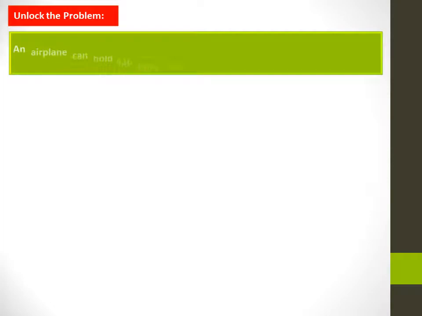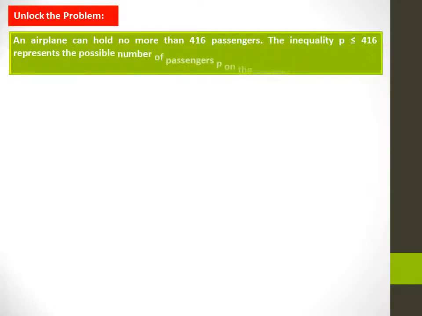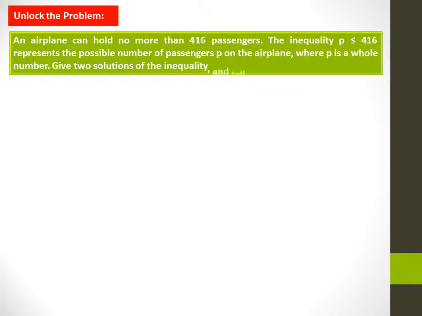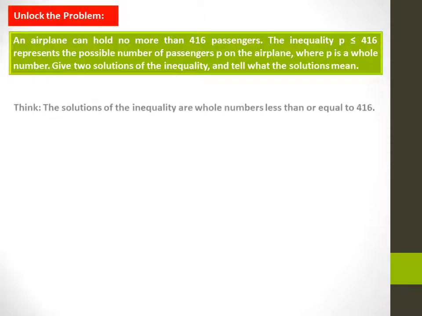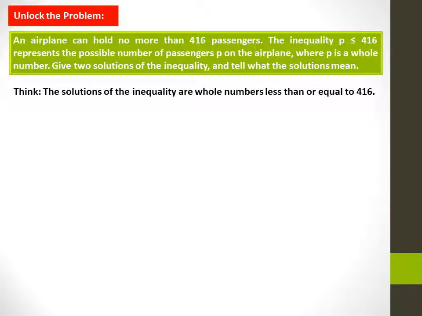Unlock the problem. An airplane can hold no more than 416 passengers. The inequality P less than or equal to 416 represents the possible number of passengers P on the airplane, where P is a whole number. Give two solutions of the inequality and tell what the solutions mean.